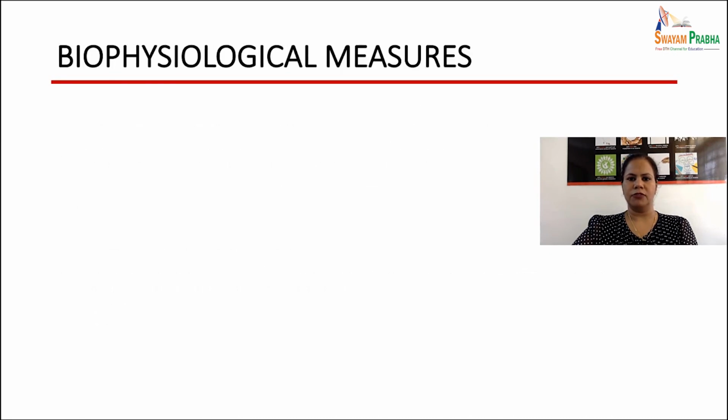So let us start with the biophysiological measures first. As all of you know, nowadays majority of the nurses are getting involved in the clinical nursing research. And whenever we go for the clinical nursing research, many a times we need to assess the physiological processes or physiological measurements, and for that sometimes we need certain instruments and equipment. So these are particularly the biophysiological measures which we use in the collection of data for the quantitative research.